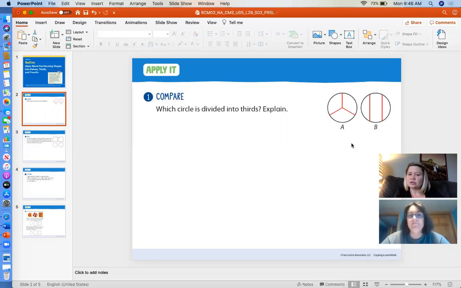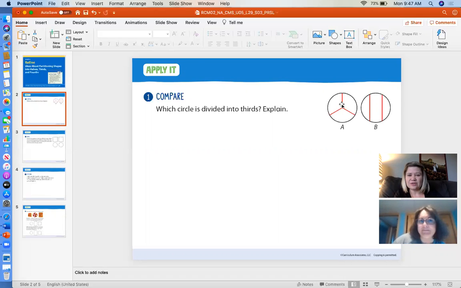When I look at circle B, the shapes are not the same when you cut the circle into thirds this way. This piece in the middle looks almost like a rectangle, but over here, it does not, right? This piece in the middle is larger than the two pieces on the side. So I know that this circle has not been divided into equal parts. So can I say that this circle has been divided into thirds if they are not equal?